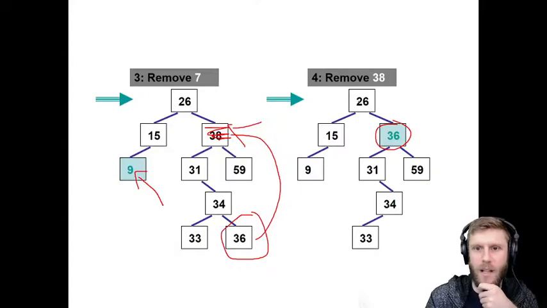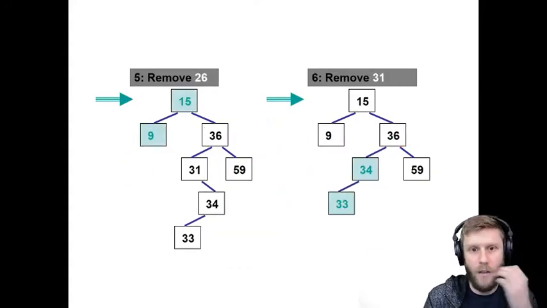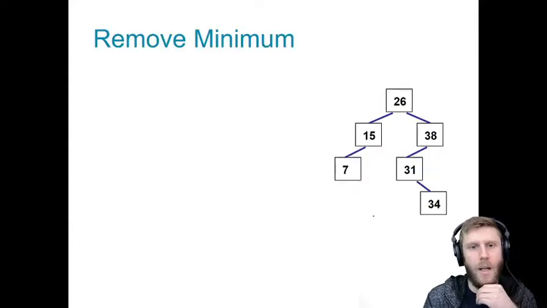Remove 26. Where's the 26? That's the root. What are we going to do? It looks like 15 got promoted. Remove 31. So there's 31. What are we going to do? Well, I guess we can just do that. Yeah, and that all checks out.